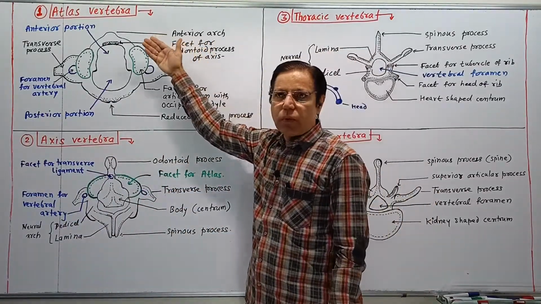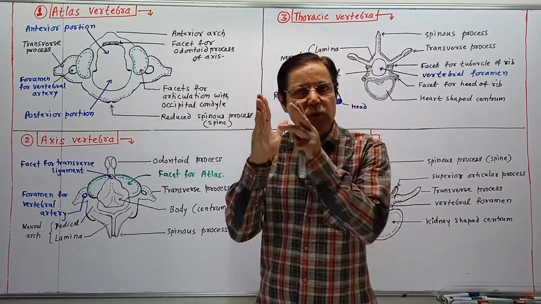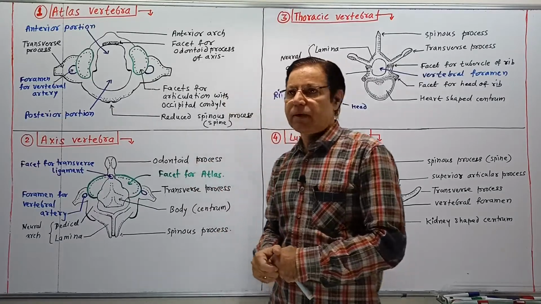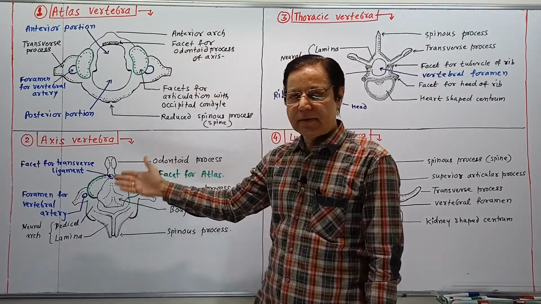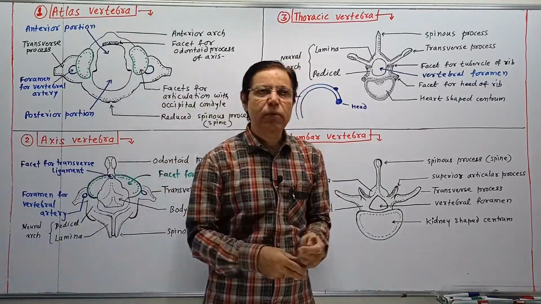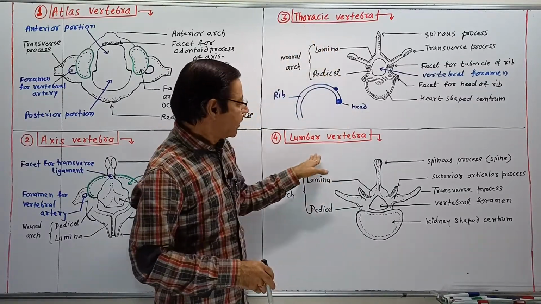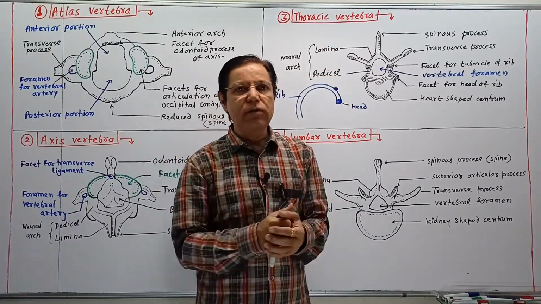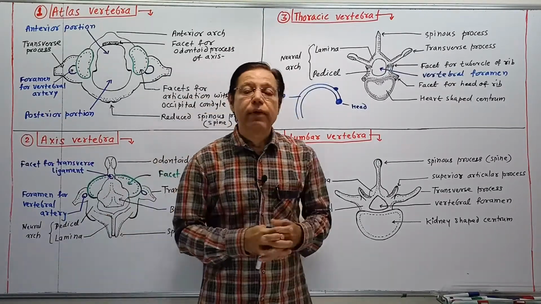The first two vertebrae, atlas and axis, belong to the cervical vertebrae group. First cervical vertebra, atlas; second cervical vertebra, axis. Then thoracic vertebrae are nearly similar in structure. They are 12 in number. And lumbar vertebrae are the broadest vertebrae in the vertebral column, and they are 5 in number.